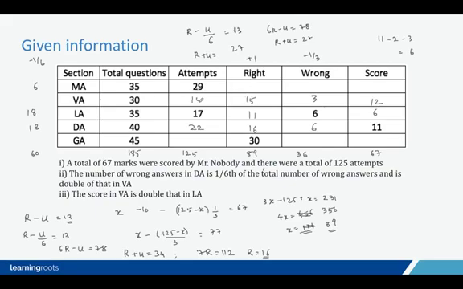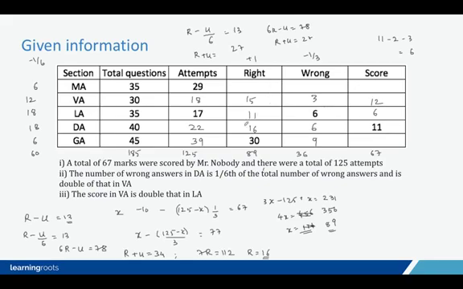And so the attempts will be equal to 18 because 15 plus 3 will be 18. And the unattempted questions will be 12. Now we have got 4 out of 5 things here. And these things should be equal to 60. So 18 plus 12 will be 30, 36, 54. And so the number of questions that were unattempted in GA would be 6. So the number of attempts would be 39 here. 30 were right, so 9 would have been wrong.